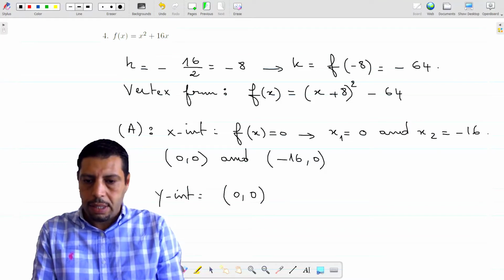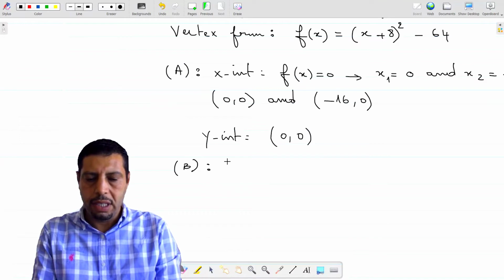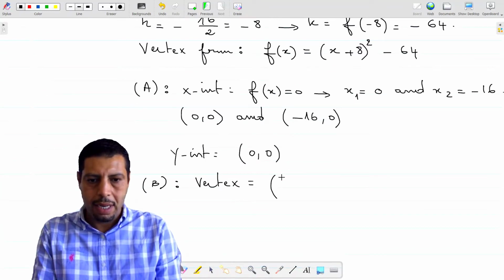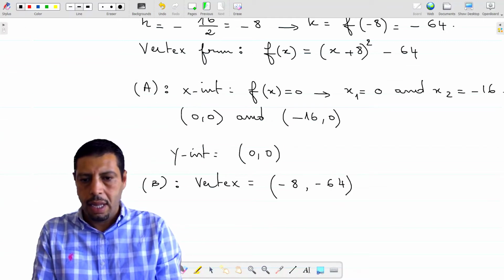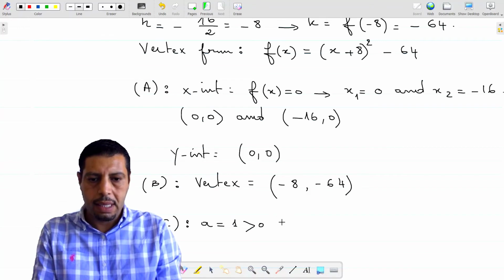Okay, so now let's move to part B, in which we'll write the vertex point. So the vertex point is given by (h, k). h is negative 8, k is negative 64. So (-8, -64) for the vertex point. And for the last part, C, we have a, which is equal to 1. So it's positive. And since a is positive, it's a minimum. So this vertex point represents a minimum.